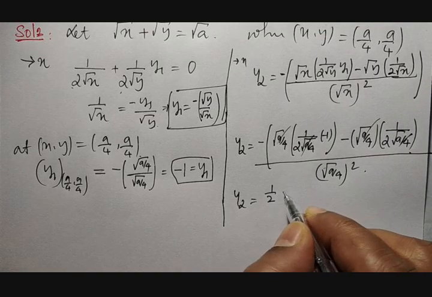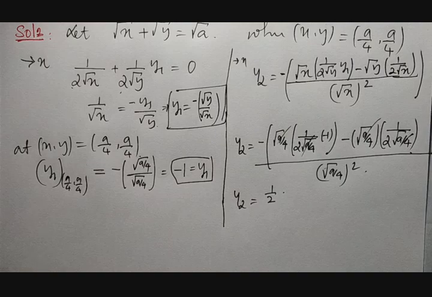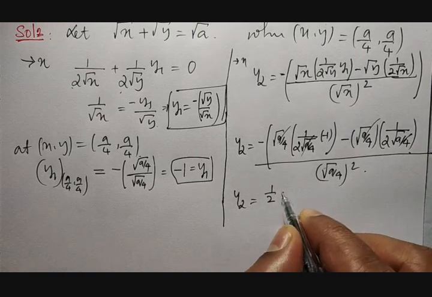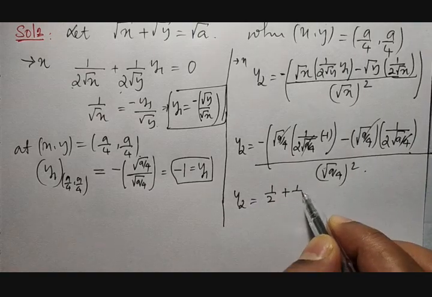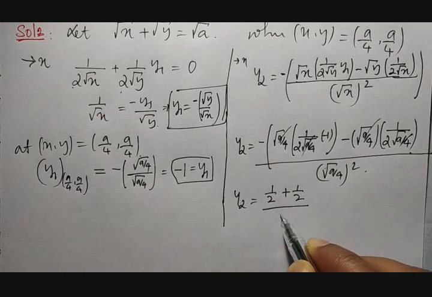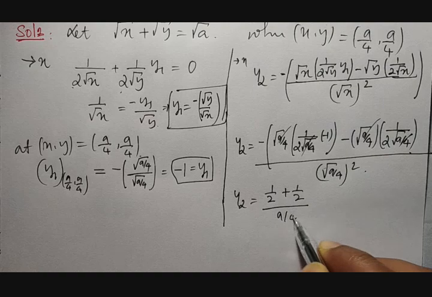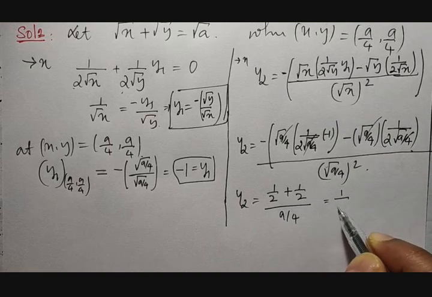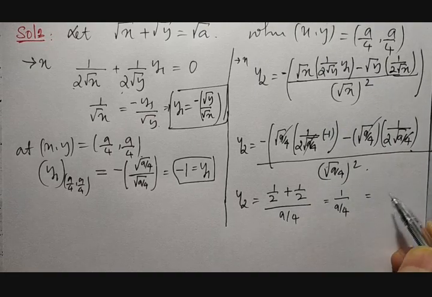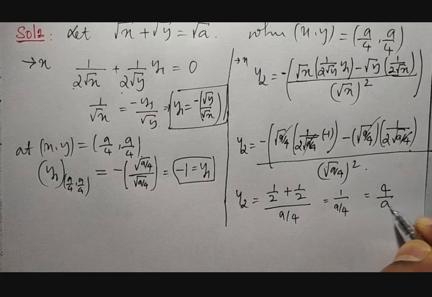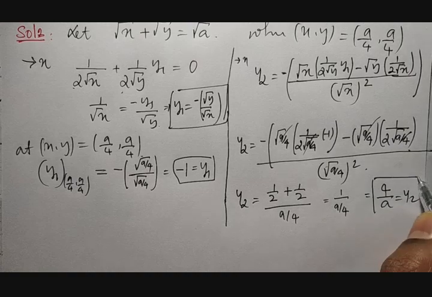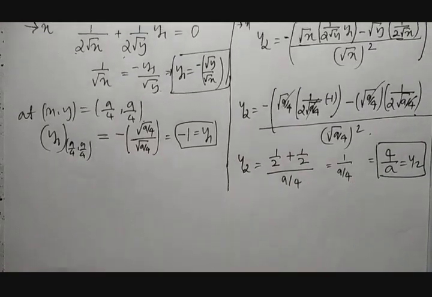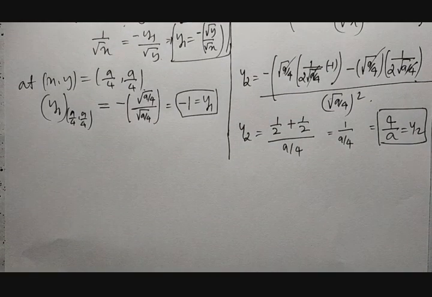Okay. Then the second part, what will be the second part? So here again minus of minus plus, same thing, it is 1 by 2 divided by a by 4. Therefore, it is 1 divided by a by 4, that is nothing but 4 by a, is equal to y2. Clear? So y1 and y2 we got.